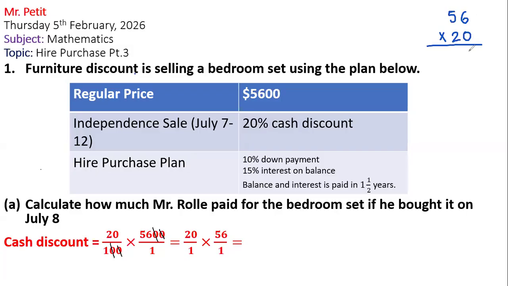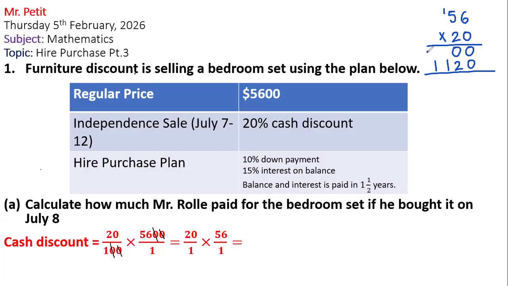So 0 times 6 is 0. 0 times 5 is 0. Put a 0 down. 2 times 6 is 12. 2 times 5 is, what is 2 times 5? 10 plus 1 is 11. So again, 0 times 0 is 0. 0 times 5 is 0. Put the 0 down. 2 times 6 is 12. Put the 2 down, put the 1 up. 2 times 5 is 10 plus 1 is 11.